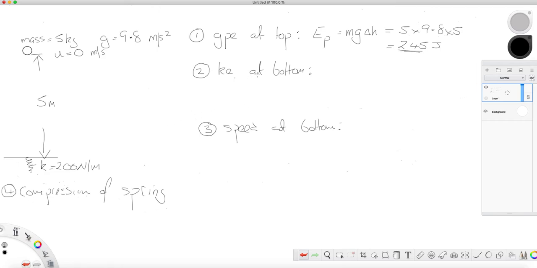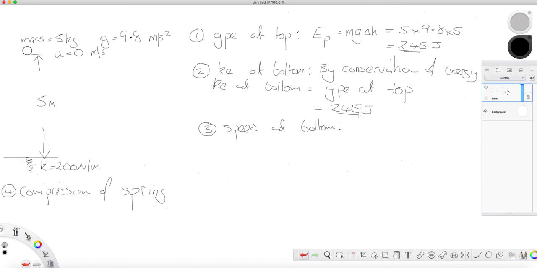Second question, what is the KE at the bottom? So when this thing falls and hits the plate, what's its KE going to be down here? Well, by conservation of energy, that is to say energy cannot be created or destroyed, we can say the KE at the bottom will equal the GPE at the top. So we can just write down the answer here is 245 joules, just like that.